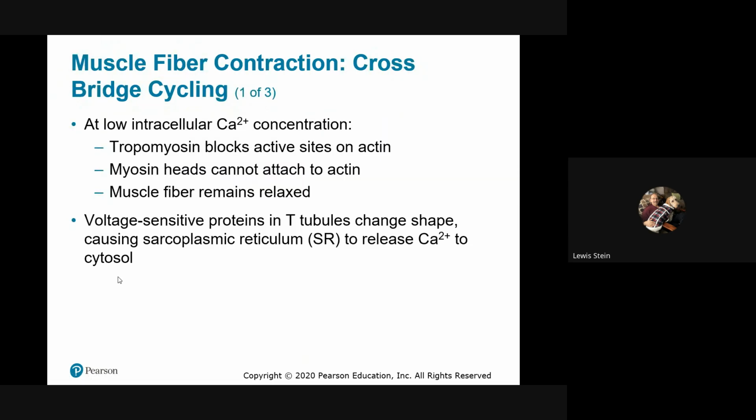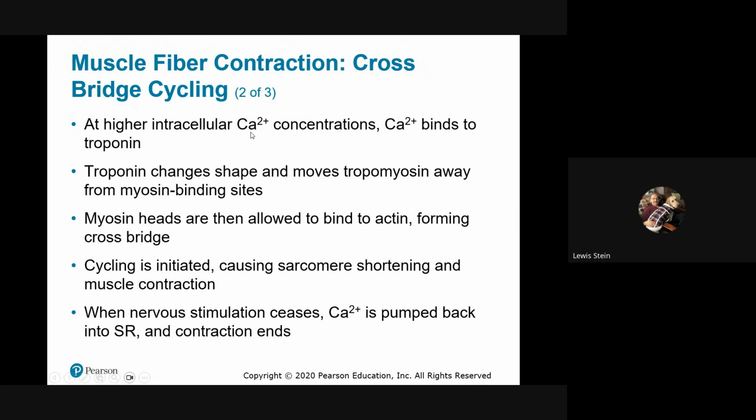So when they talk about low intracellular calcium, the calcium's in the cell, but it's in the cistern. So effectively, it's not within the sarcoplasm. The tropomyosin blocks the active sites. The myosin heads can't attach. The muscle fiber remains relaxed. The voltage-sensitive proteins in the T tubules change shape, and when that happens, the calcium is released. So at higher intracellular calcium concentration, the calcium binds to troponin. Anything binding to a protein we already know is going to alter its shape. That protein influences the tropomyosin to move away from the binding sites, cross bridges form, and it cycles.